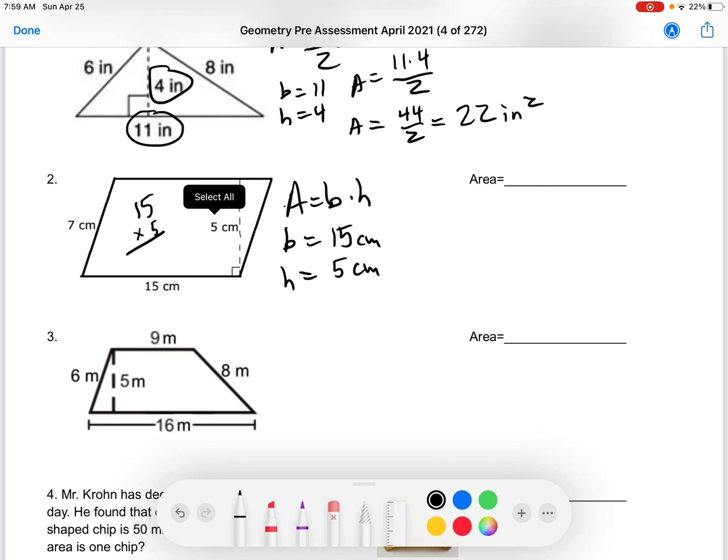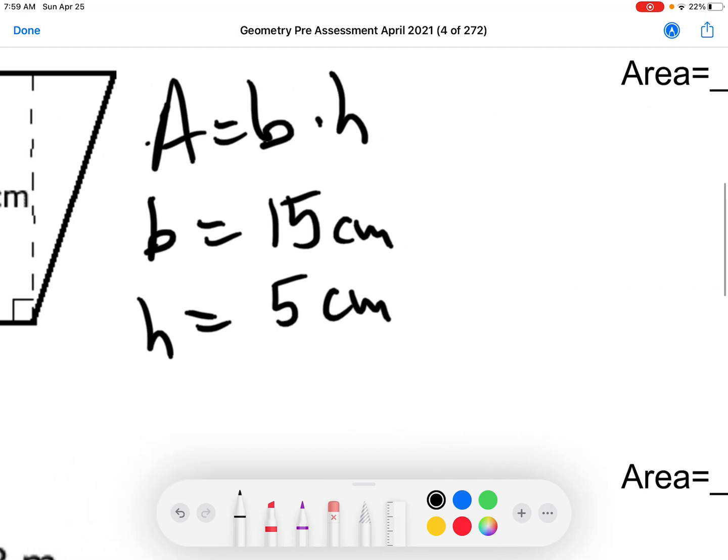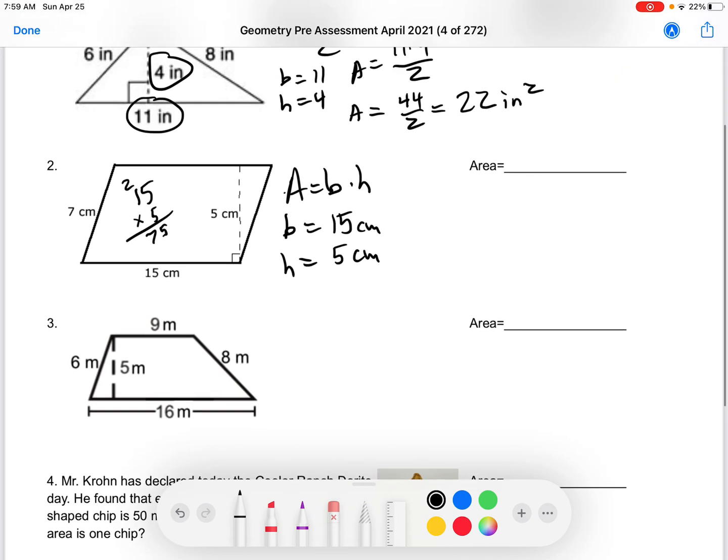15 times 5 is, 5 times 5 is 25. And 5 times 1 is 5 plus 2, that's 7. 75. So the area equals, I guess I could just put it here, 75 square centimeters. 7 in this case is also a distractor, but it could be used in the perimeter, right?